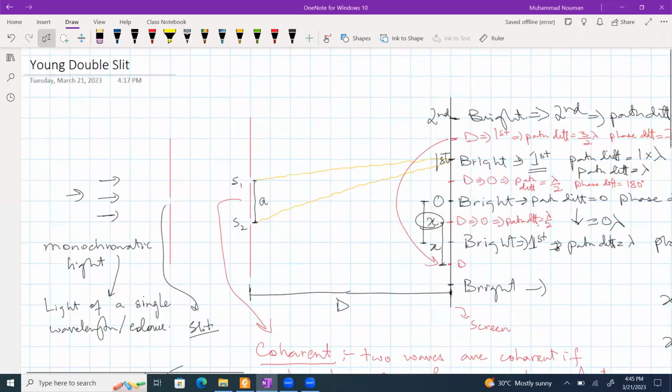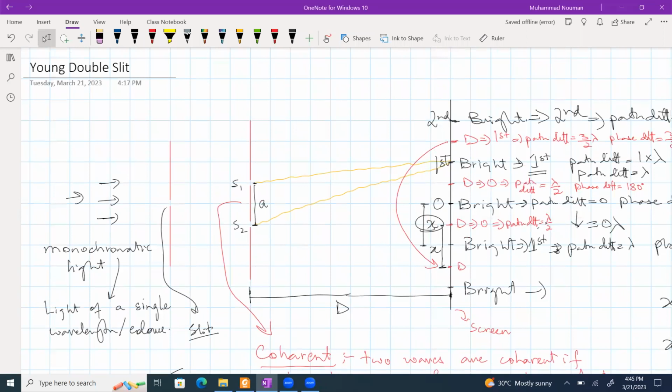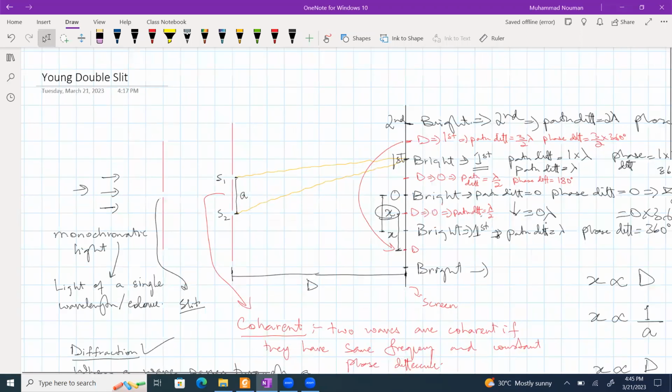Okay, sometimes in exams, they make some changes in this whole equipment and they ask you the change in the pattern that is obtained on the screen. What changes they make and what change in pattern they expect you to write, I'm going to discuss. See what they say.